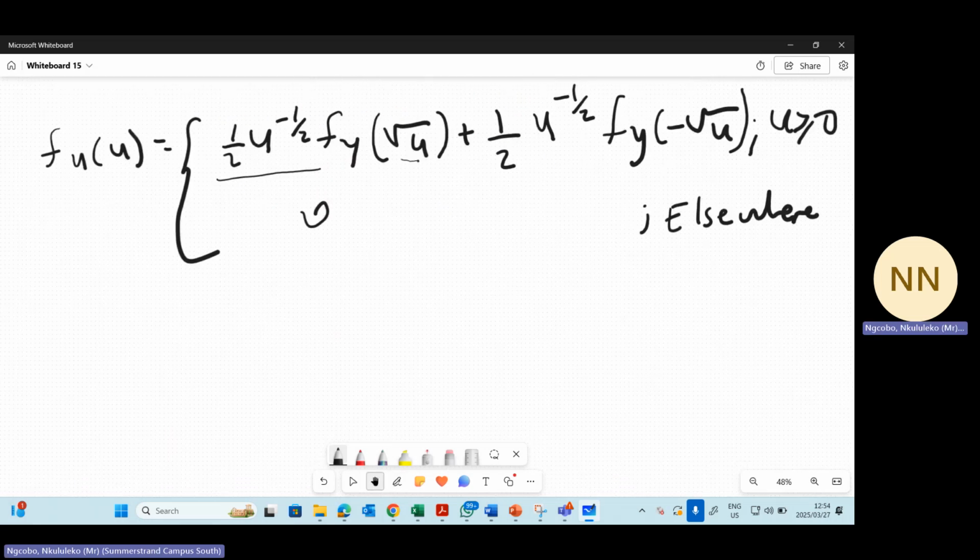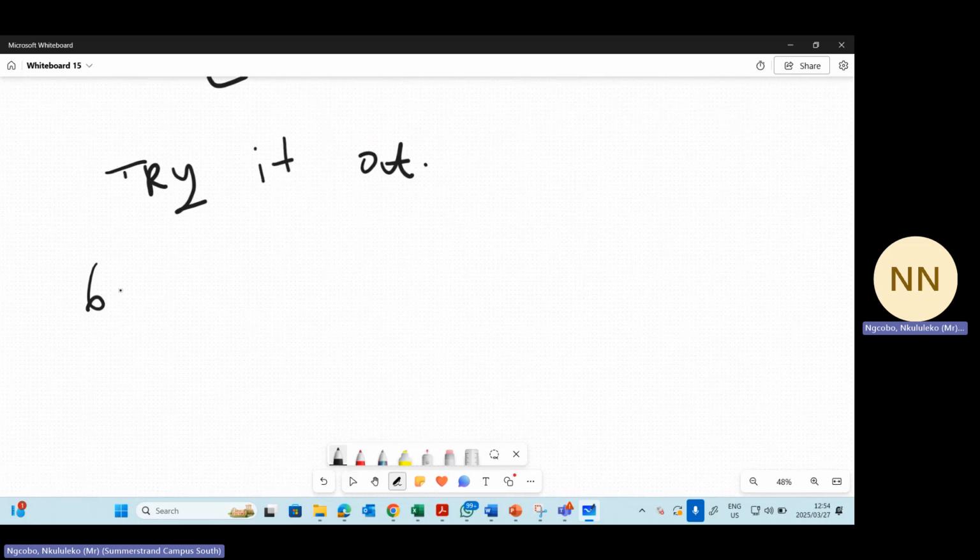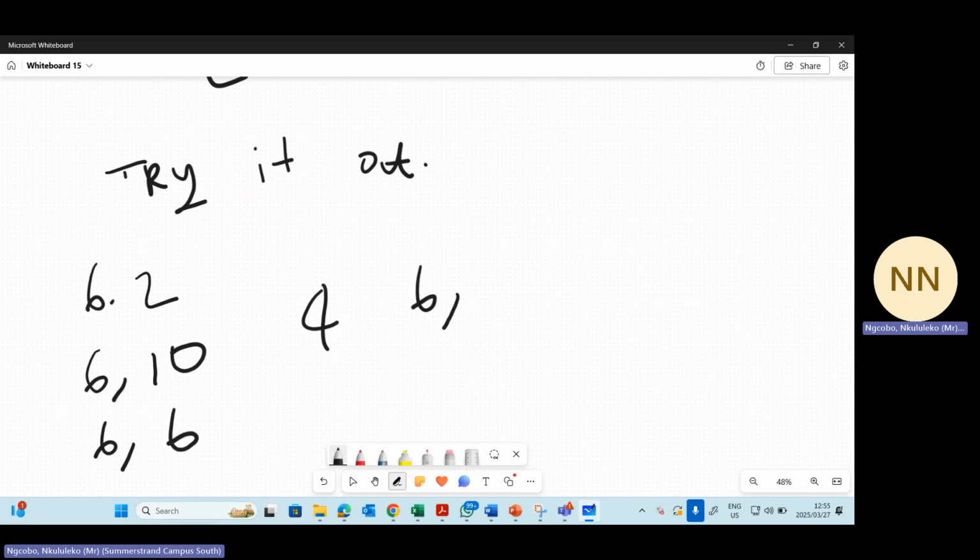So try this one out. I have some questions, so please do 6.2 for me. And so this is your tutorials. It should be 6.2, 6.10, then 6.6, and do also 6.3.